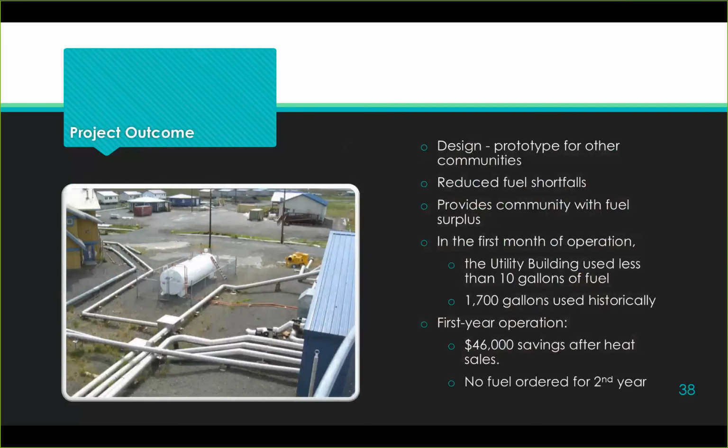And when I say that, you have to understand, in the first month of operation, the utility building used less than 10 gallons of fuel. That 10 gallons of fuel was used primarily for testing fire pumps and generators. Historically, this building used 17,000 gallons a month before that. In the first year of operation, after the heat sales agreement with AVEC, the community recognized $46,000 in savings. And because of the minimized fuel usage, they actually didn't order fuel for this building the following year.